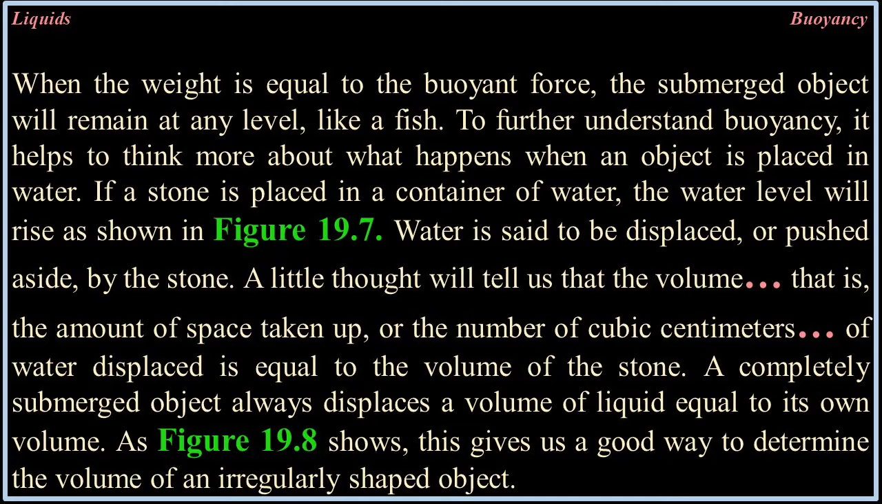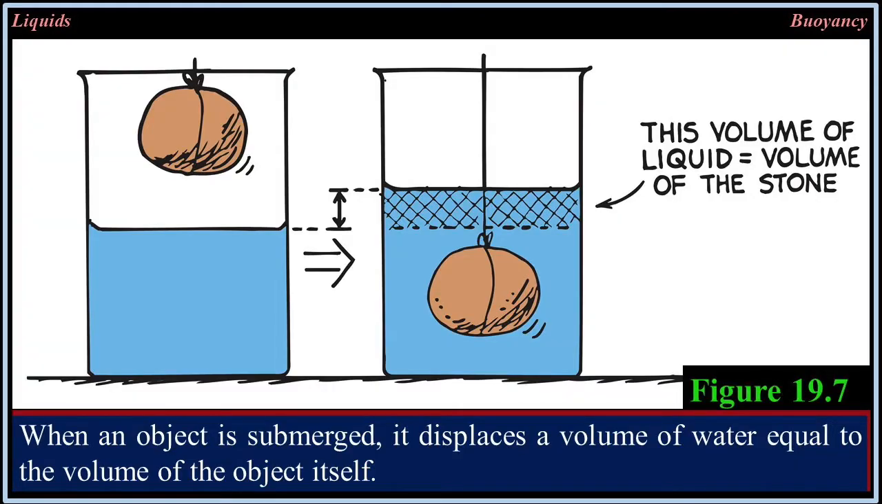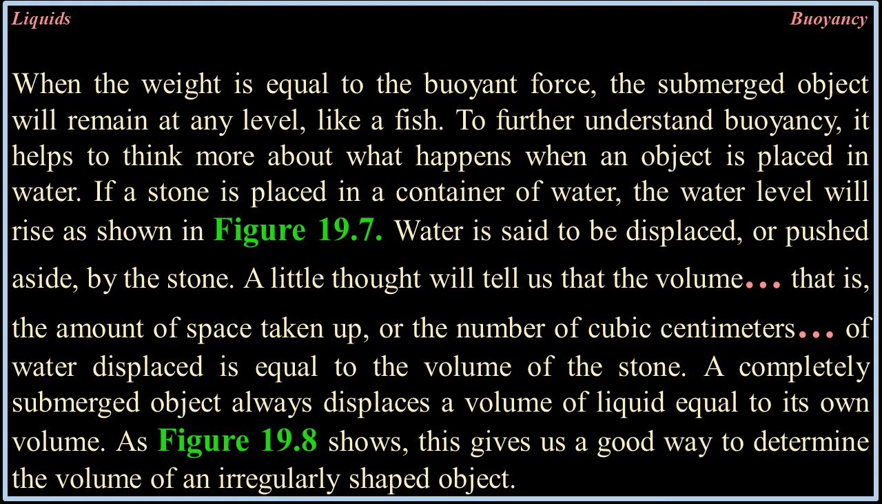To further understand buoyancy, it helps to think more about what happens when an object is placed in water. If a stone is placed in a container of water, the water level will rise, as shown in figure 19.7. Water is said to be displaced, or pushed aside, by the stone. A little thought will tell us that the volume, that is, the amount of space taken up, or the number of cubic centimeters, of water displaced is equal to the volume of the stone.